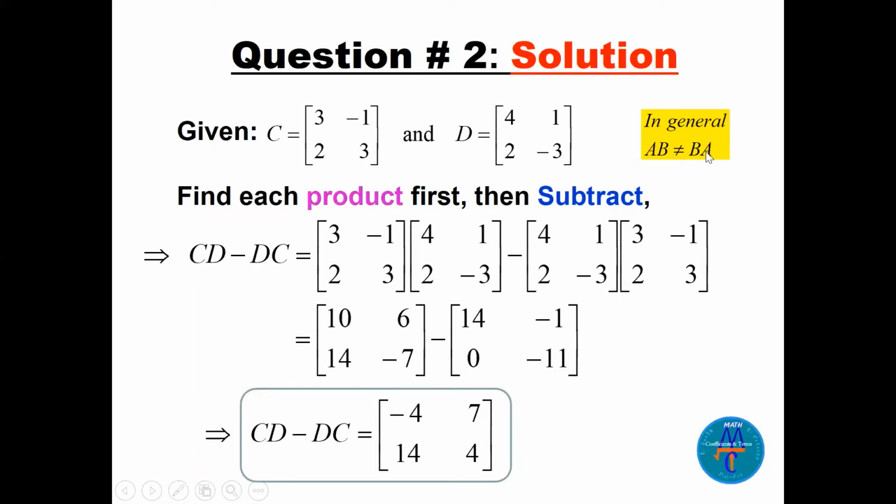In matrices. Now, if these are real numbers, like 2 times 3 is equal to 3 times 2, so the product of real numbers is commutative. But the product of matrices is not commutative. So here, let's multiply now DC. Row 1, 4, 1, 3, 2. So that will be 12 to 14. I can write here 14. Then minus 4, 3, minus 1. Then 0, minus 11. When you subtract, you get minus 4, 7, 14, 4. That's the answer for the subtraction.